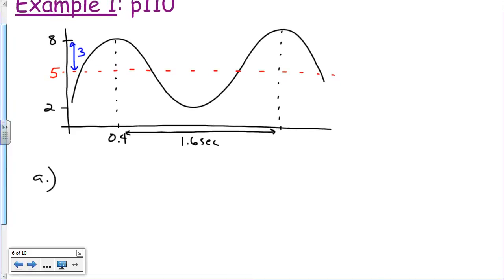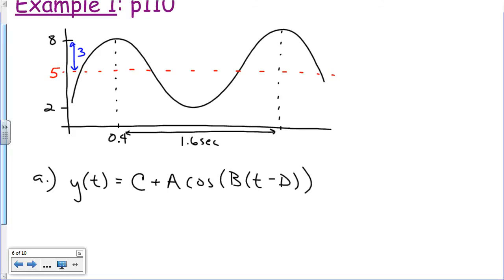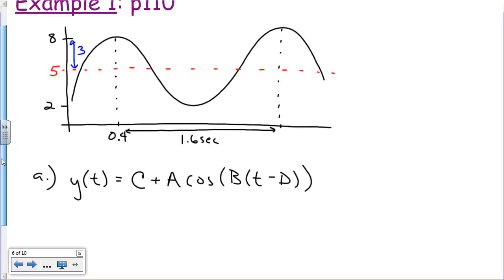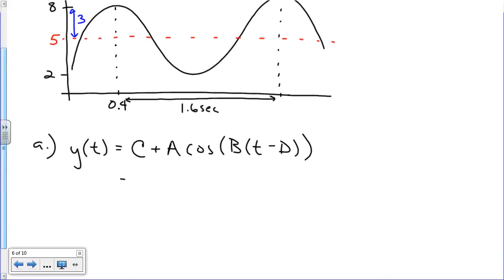All right, so those are the pieces that I need in order to come up with my equation. They said that y is a function of t, so I'm going to write it as y of t, just to use function notation. I'll go ahead and write the general equation again, and then we'll fill in the details. It's c plus a times the cosine of b times t minus d. They said to use t here.